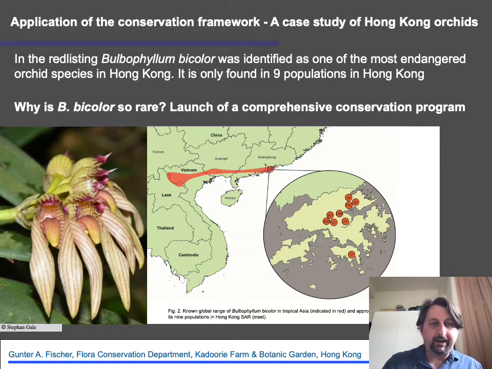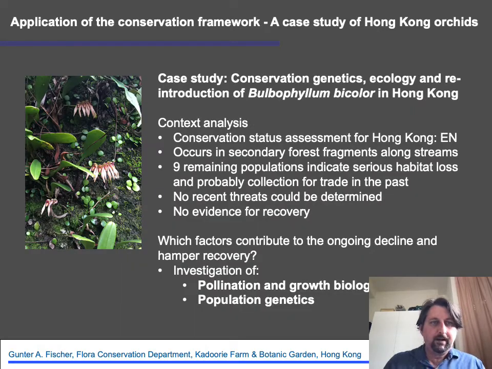One of the top ranking species on that shortlist was Bulbophyllum bicolor, which is only found in 9 populations in Hong Kong. And we were wondering, why is that species so rare? To put some insights into that question, we launched a comprehensive conservation program for that species. We started with a conservation status assessment. In Hong Kong, the species was listed as endangered.